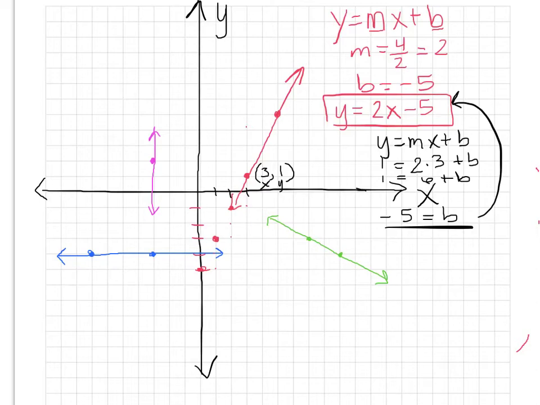Okay, so your job for this evening is to find the equation of the green line, the equation of the blue line, and the equation of the pink line. Okay, you can pause now, but I'm going to move the slide on to the next type of problem.